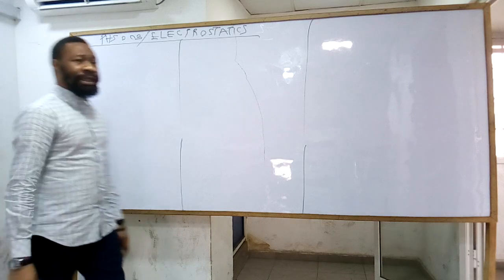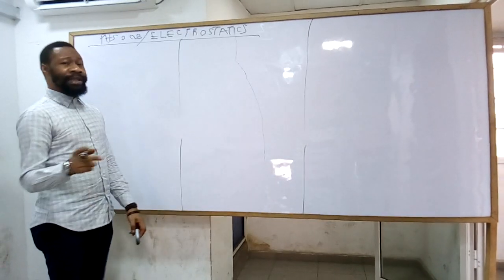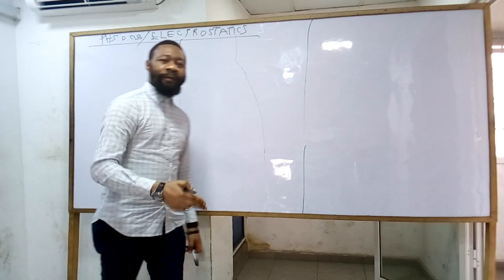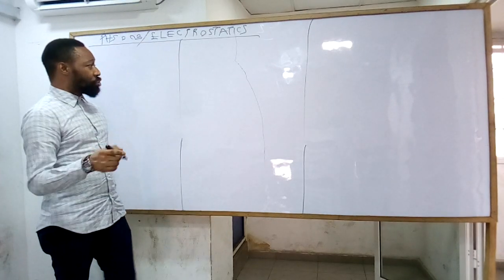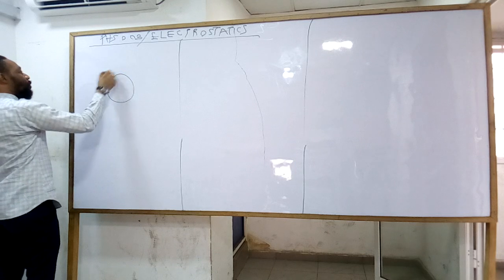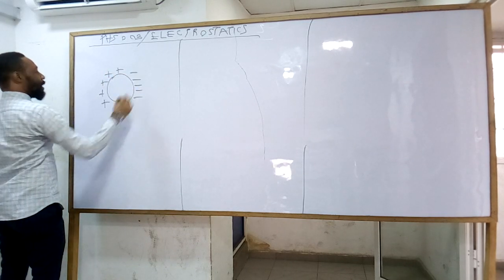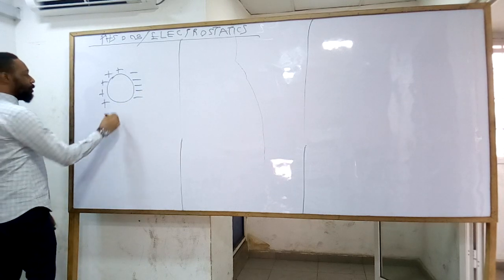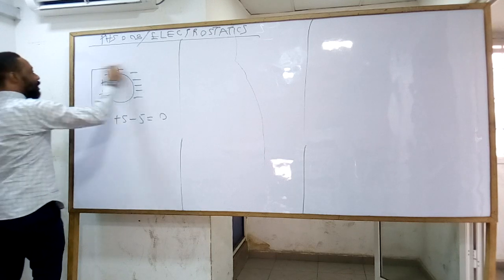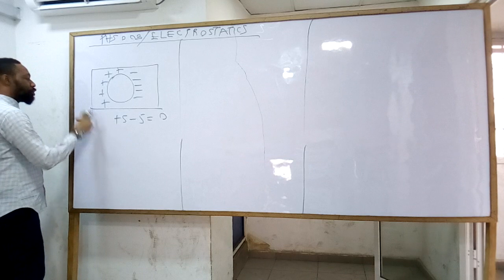We also established that there are two types of charges, positive and negative charges. A body is positively charged if it has more positive charges. A body is negatively charged if it has more negative charges. A body is neutral if it has equal amounts of positive and negative charges. So I can put plus 5 and minus 5, and I say there is no charge because plus 5 minus 5 will give me 0. So this body is carrying charges, but it is uncharged. That's why we say the body is electrically neutral.